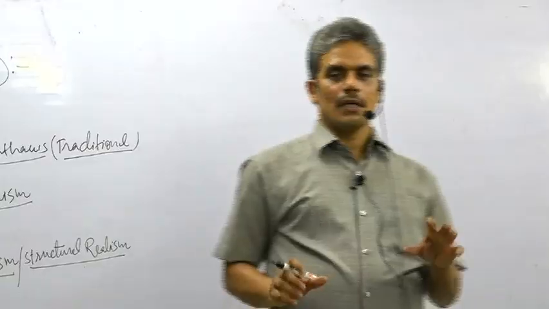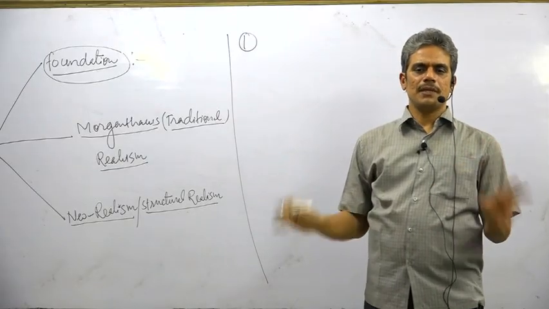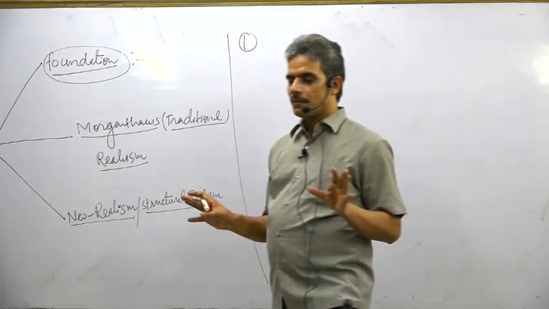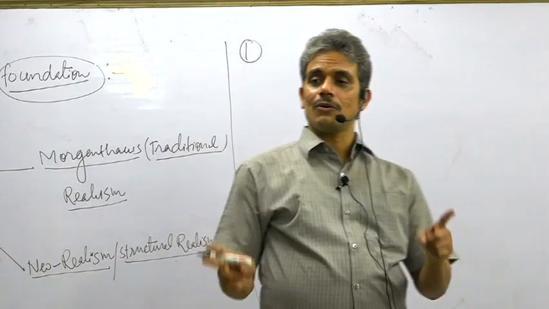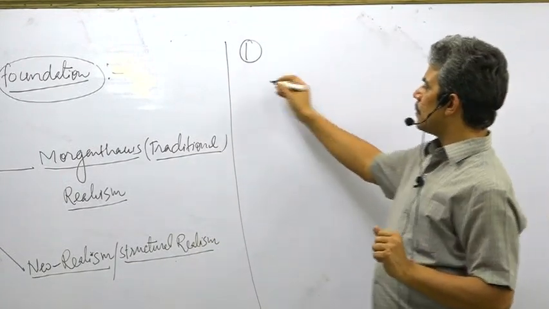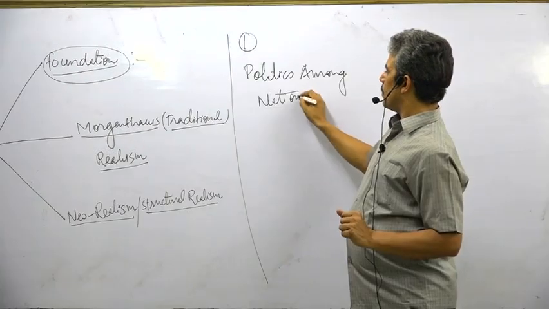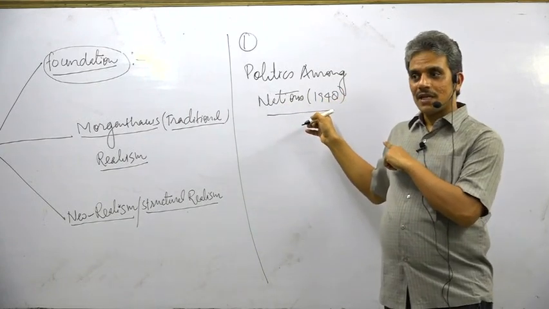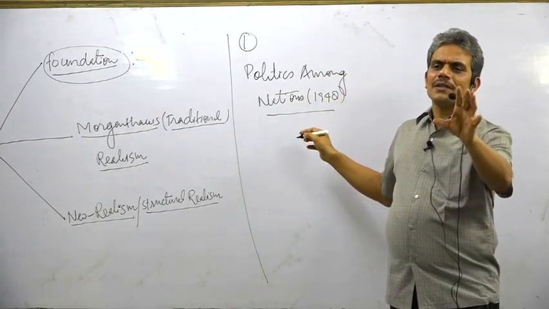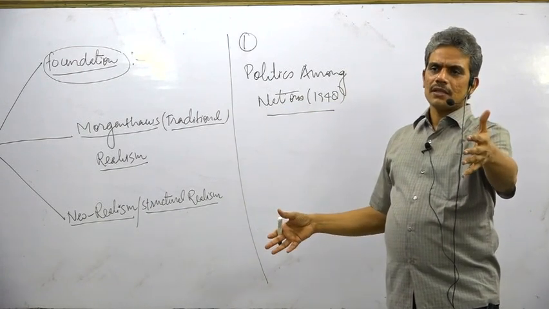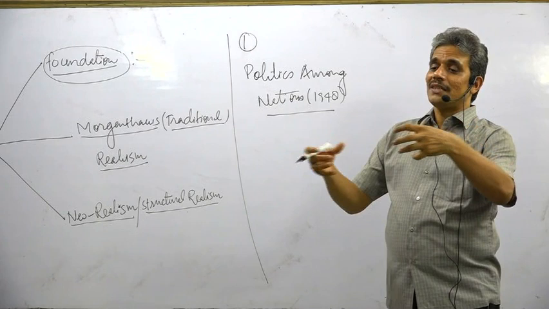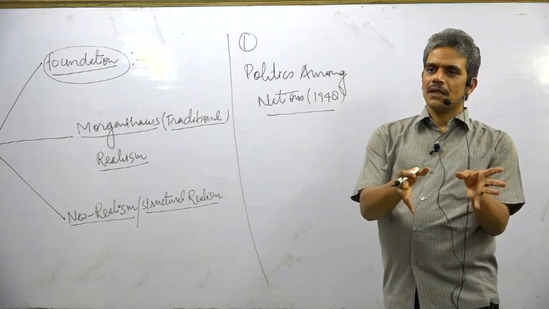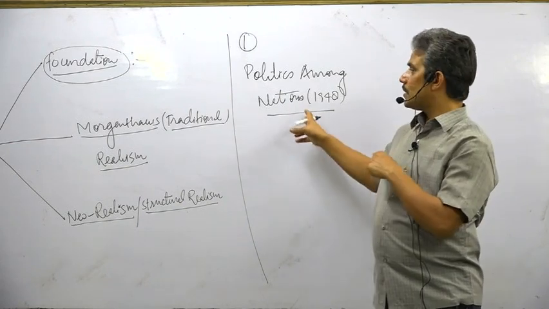Morgenthau is also a realist. Morgenthau is an American who wrote a very famous book, Politics Among Nations, in 1948, the year after the Second World War. And after the Second World War, there was a Cold War in international politics. After 1945, there was an intense Cold War between the Soviet Union and the United States of America. So look at the phase in which Morgenthau was writing.